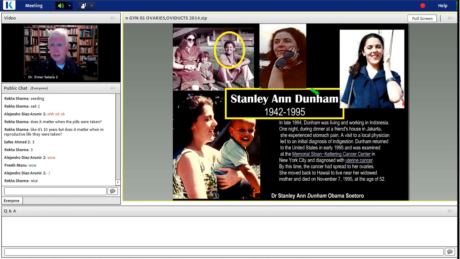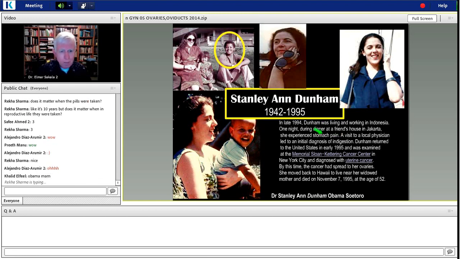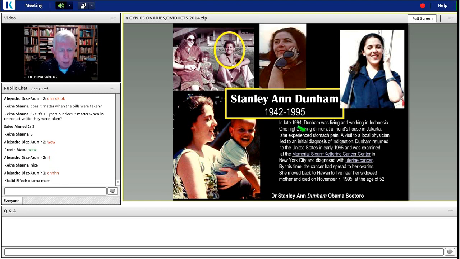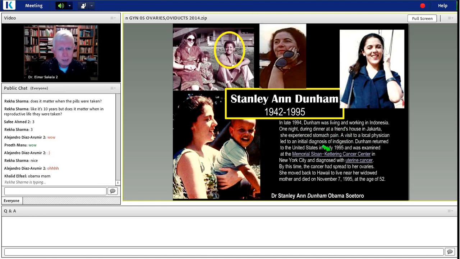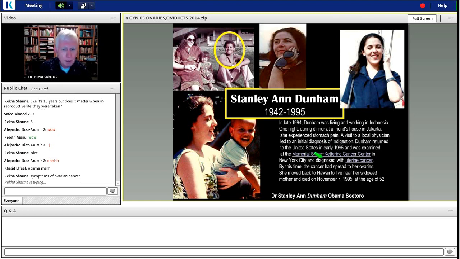This is an interesting case. This is actually the mother of President Obama, who is right here. Stanley Ann Dunham. And what's interesting here, she was working in Indonesia. One night at a friend's house, she experienced stomach pain, GI symptoms. She went to a local physician and was told indigestion. So what was really going on? When she came back to the United States, to Sloan Kettering, it was found that she had bilateral ovarian cancer, metastatic from the ovaries. And she died, age 52.